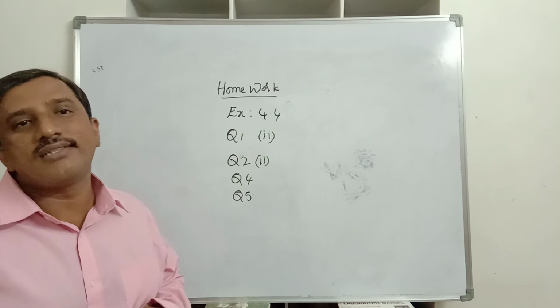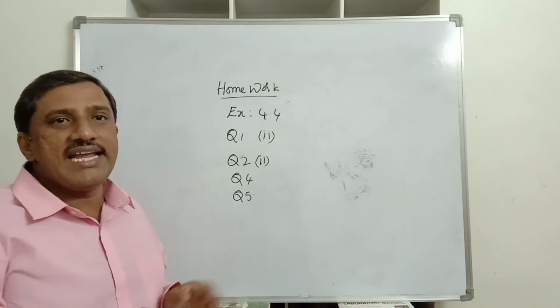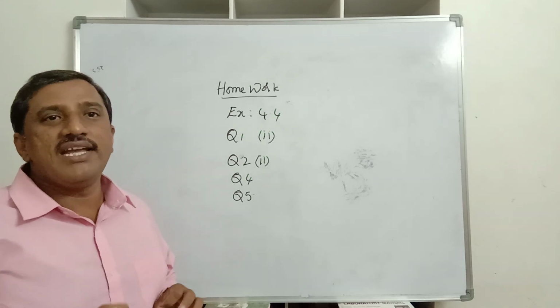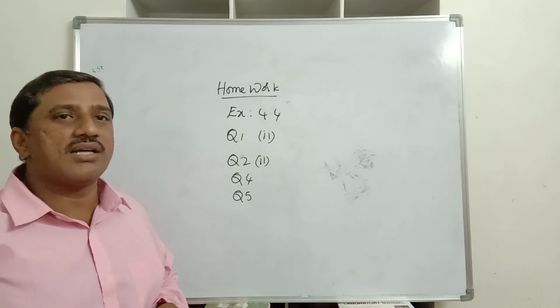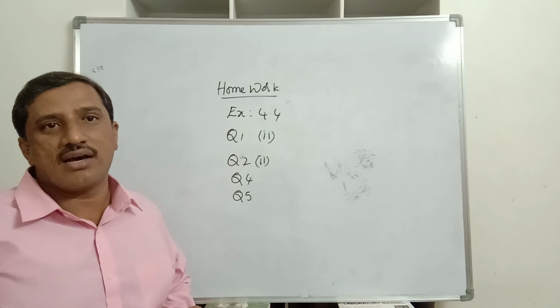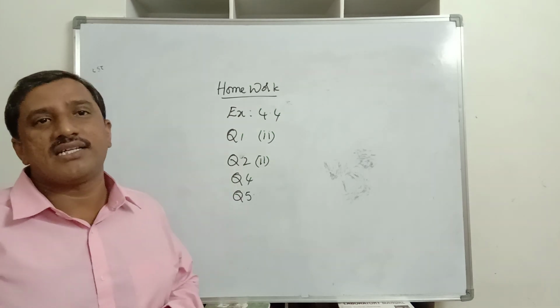And the last concept of this chapter is the nature of the roots. If D is greater than 0, roots are real and unequal. If D is equal to 0, roots are real and equal. If D is less than 0, the roots are unreal, that is imaginary roots, and we studied their applications.